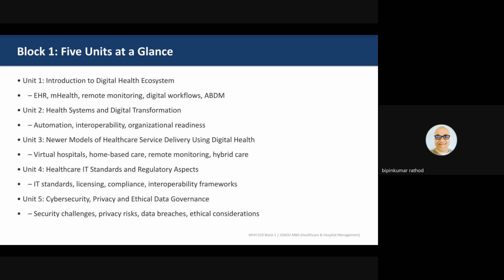Unit 4 deals with IT standards specifically designed for the hospital and healthcare industry, which are divided into 4 main components. One is licensing, second is compliance, interoperability framework, and so on. And Unit 5 deals with cybersecurity, that is, the data and digital aspects in the hospital and healthcare industry.